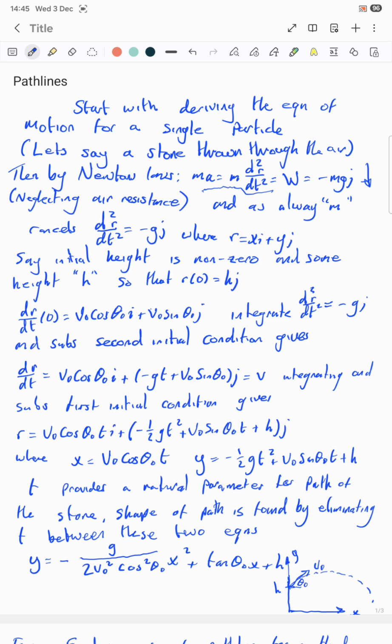Now neglecting air resistance, and as always m cancels, which in Newton's law obviously you can just divide both sides by m and you'll get this here. So the second derivative with respect to time equals minus gj. Now we have r here, which is our xi plus yj, which is a standard generic form with our unit vectors i and j in x and y.